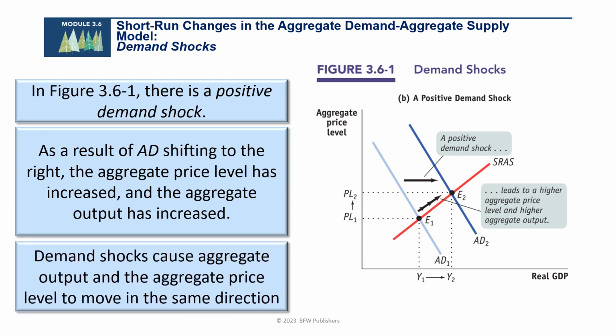Quick reminder, demand shocks, output and price level move in the same direction as the shift in aggregate demand. So if there's an increase in aggregate demand, as pictured here, more output, Y increases, GDP increases in real terms, and an increase in price level.